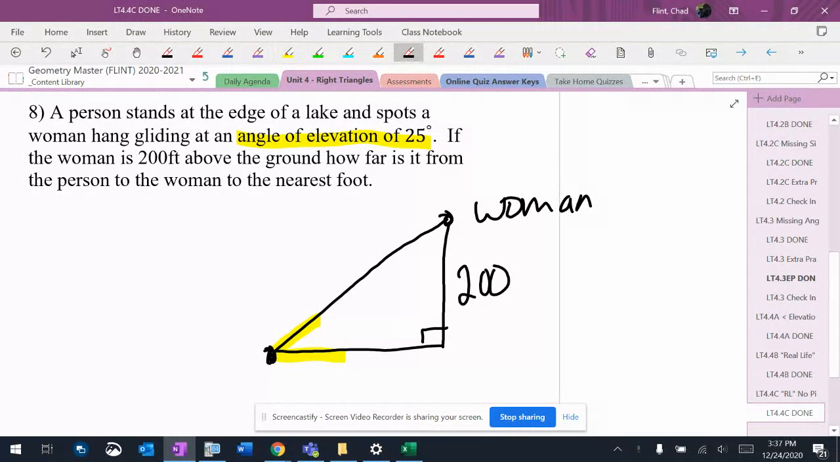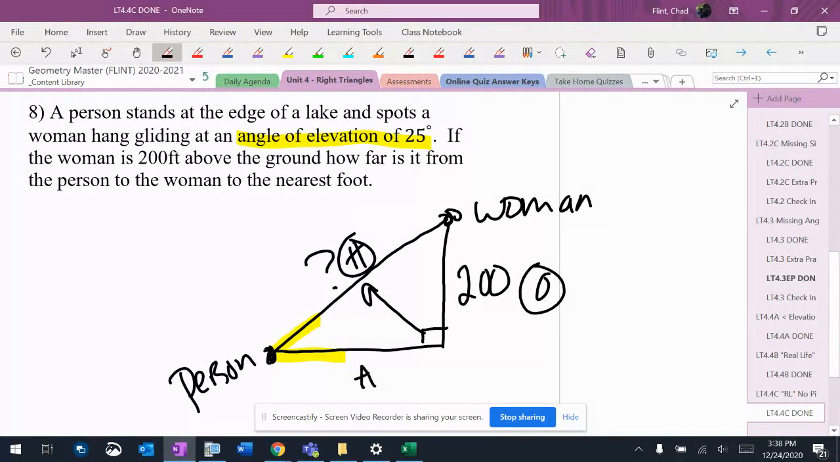All right, so now we got to think about this. The person's here, woman's here. So I actually want to know that side. Again, this is not the most common situation, but it happens. So there's the hypotenuse. There's the opposite. There's the adjacent.